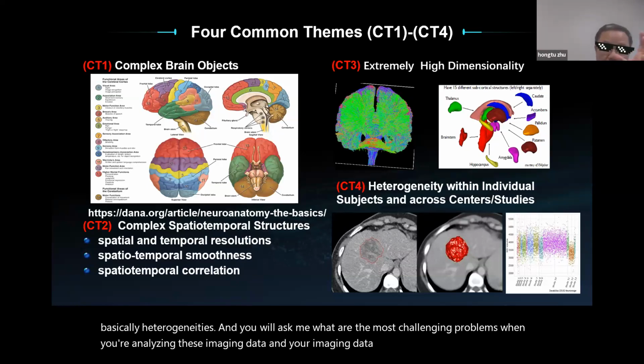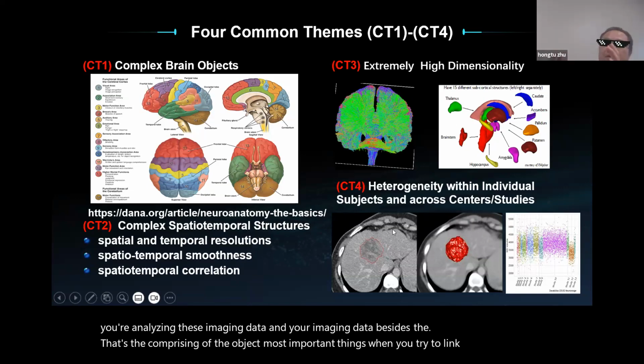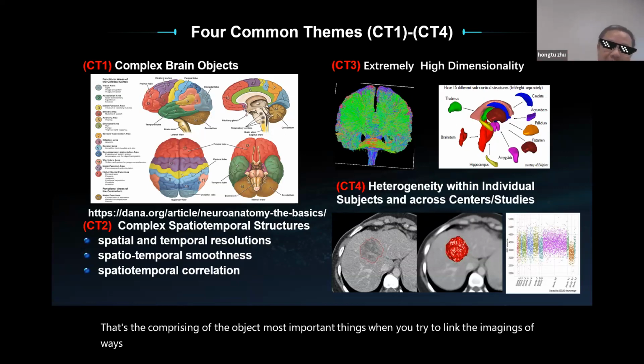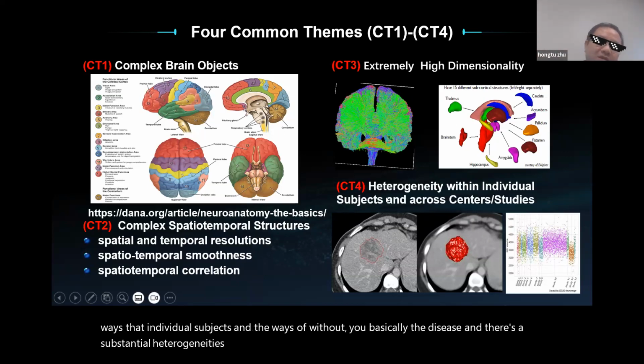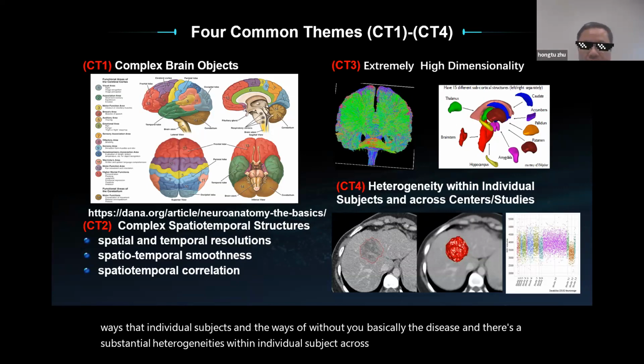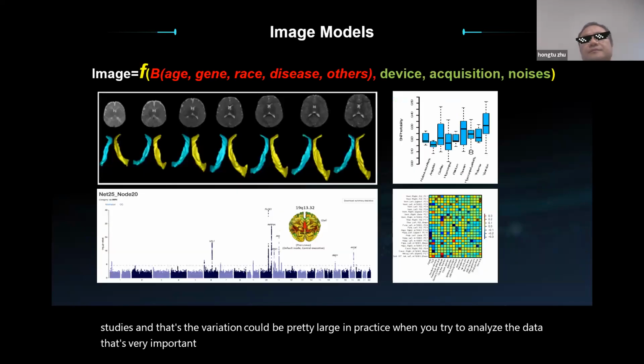Besides the complexity of the objects, the most important thing when you try to link the imaging with individual subjects, with or without the disease, is that there's substantial heterogeneity within individual subjects across the centers and also across the studies. That variation could be pretty large in practice when you analyze the data. That's very important. You have to try to correct it.